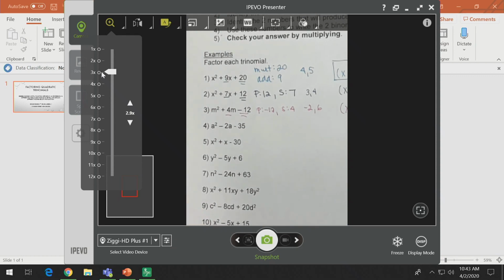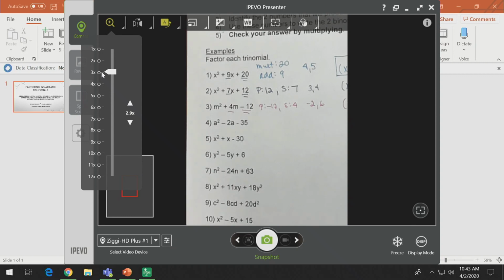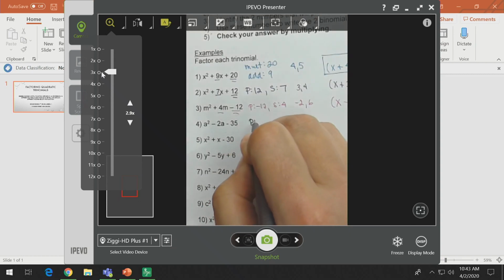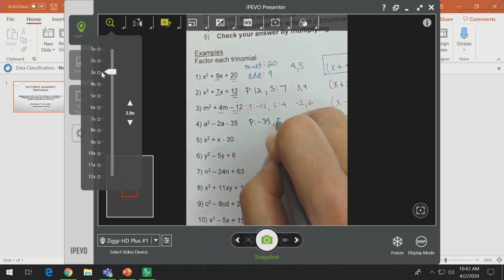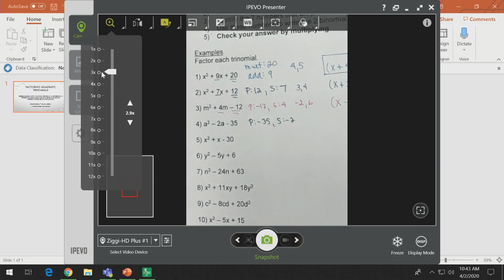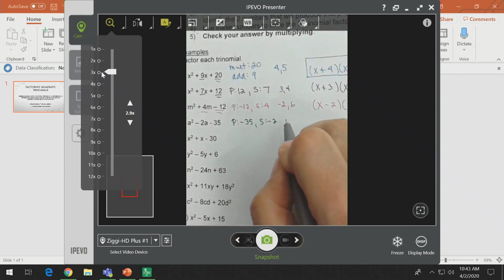So when we look at number 4, we need a product of negative 35, and then we need a sum of negative 2. So my product is negative 35. My sum is negative 2. What are those two numbers? Well, I know 5 and 7 subtract to make 2.